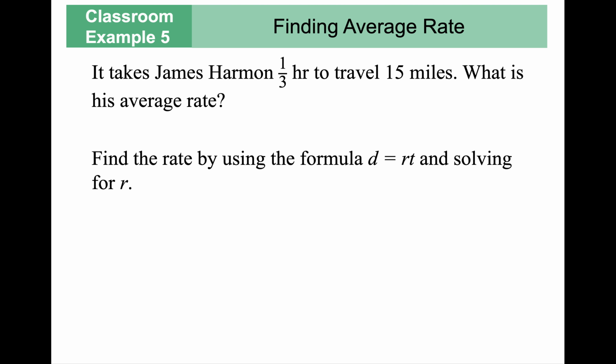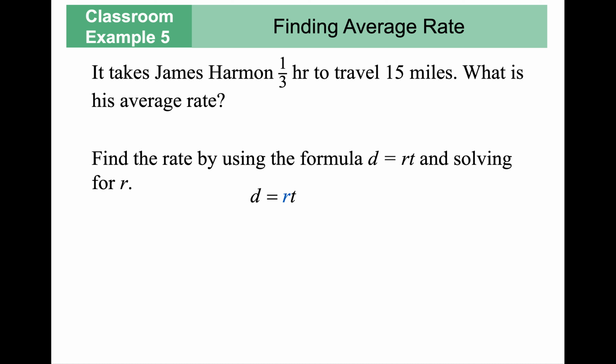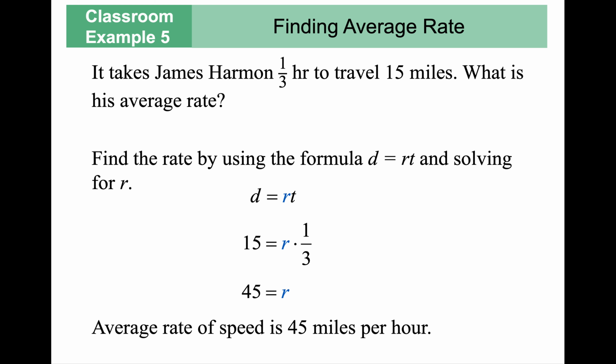First, before we start plugging in any numbers, it's easier to solve for R, our rate. The opposite of R times T would be dividing both sides by T, and I would get that my rate is distance divided by time. That would be the easiest way to solve this, unlike the way the textbook shows you. So R equals the distance over time. My distance is 15 miles, and my time is 1/3 of an hour. So I can do 15 divided by 1/3, which is 45.